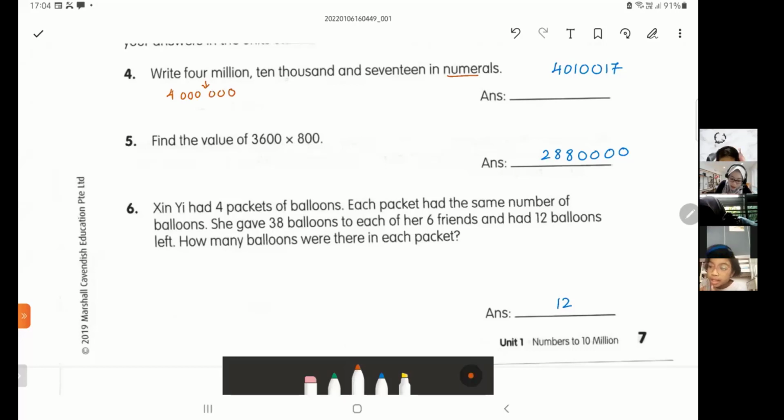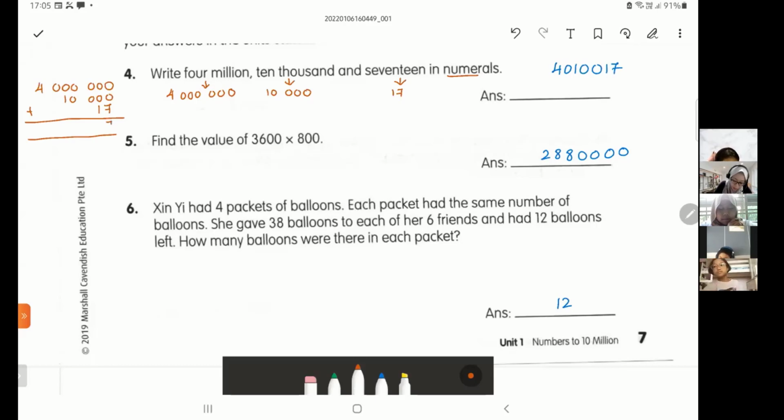What is 10,000? 10, 1, 2, 3, like this. 17. This. Then what do we do? We add them up together. 4, 1, 2, 3, 4, 5, 6. Then 10,000 and then 17. You do this one. So this way you will not get it wrong.